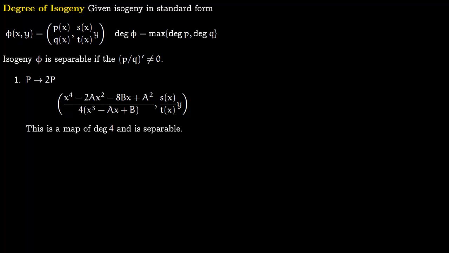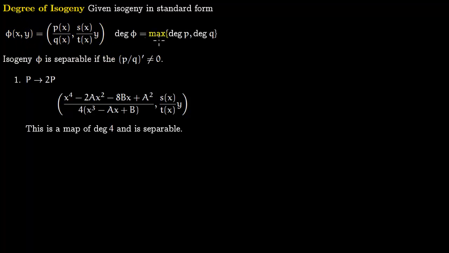In this lecture we talk about the degree of an isogeny. Say we are given an isogeny in a standard form like this: p over q is a rational function in x, s over t is a rational function in x, and you just have a y here. This is just the standard form of an isogeny.